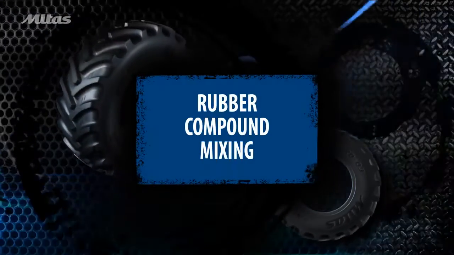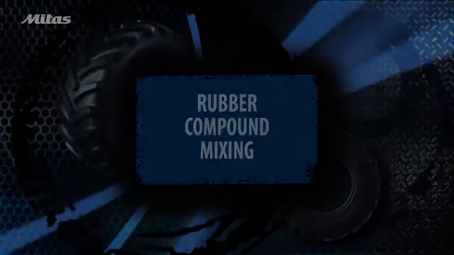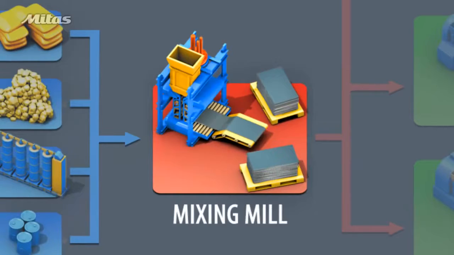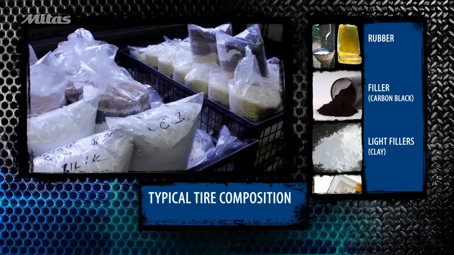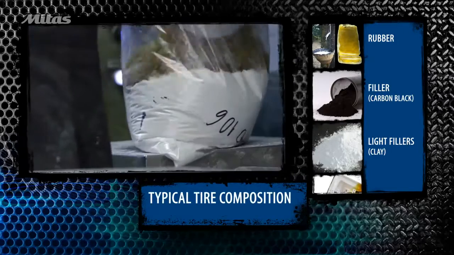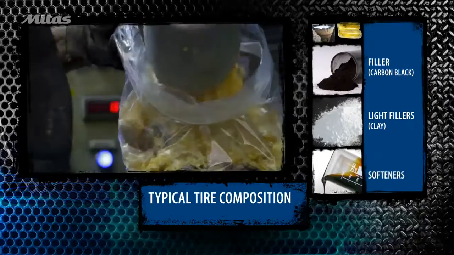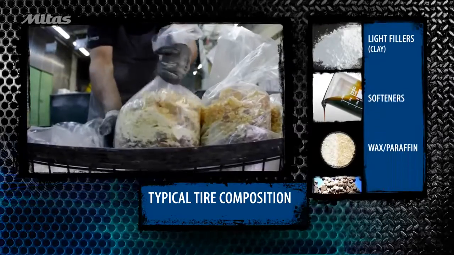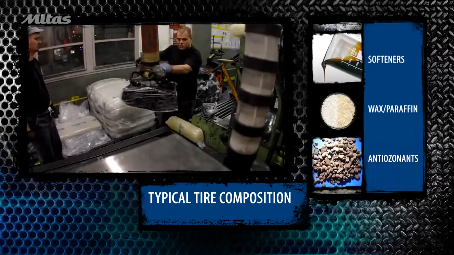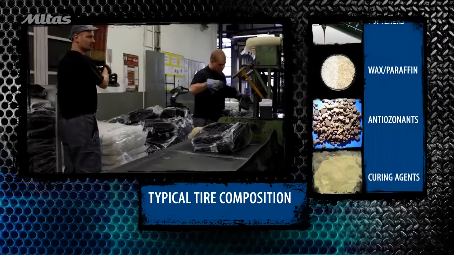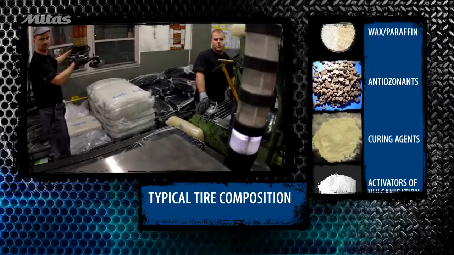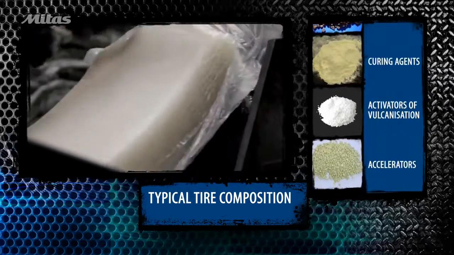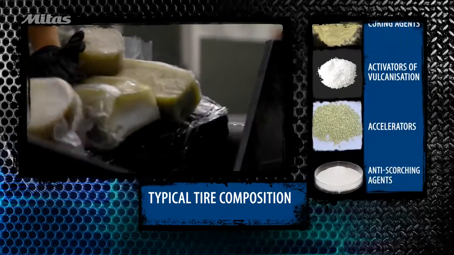Rubber compound mixing. The first stage of tire production is rubber compound mixing. At the rubber mill, the rubber is mixed with various materials. These include fillers, clay, and carbon black. At the last stage of mixing, sulfur and curing agents are added. The resulting compounds have various properties. Some are used for the inner liner, which holds air inside the tire, and others are wear-resistant and are used to make the tread.